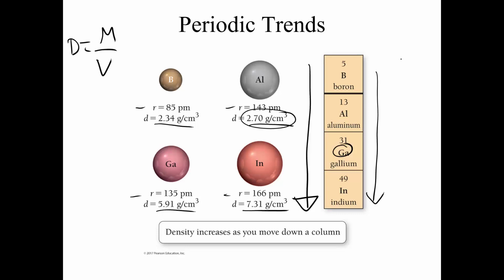But here's what happens. If you think back at that first picture of the shell model that I had, you had a nucleus in the center, and then you had electrons. And so then the next shell had more electrons. So what's happening here is, as we go down from boron to aluminum to gallium to indium, we have more and more of these electron shells.